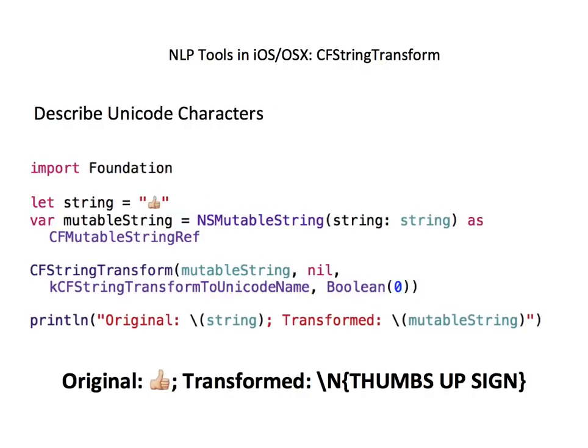Finally, you can print the standard description of any Unicode character. This is particularly helpful with emoji. So here's the same code once again, except this time the original string is an emoji, and we use the toUnicode name constant for the transform type. So that's how you can use CFStringTransform to transliterate and normalize text.